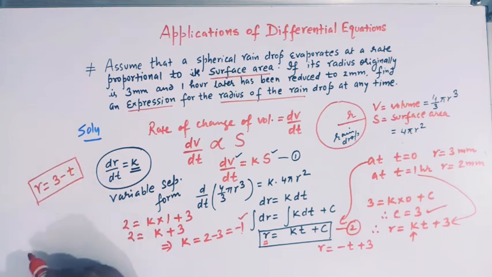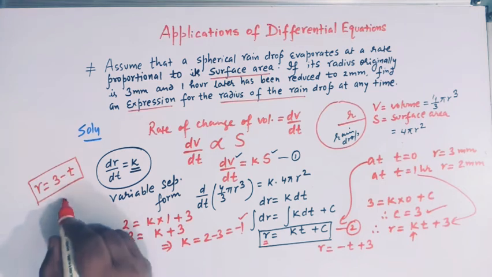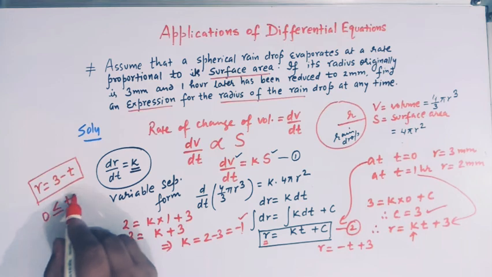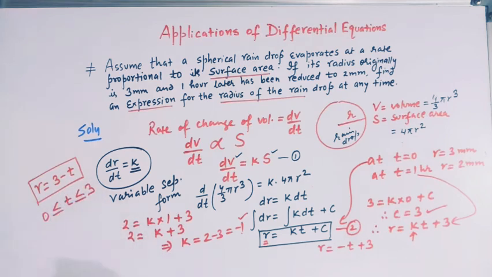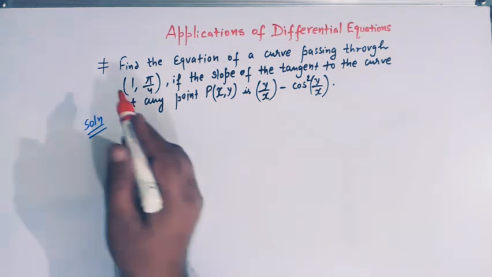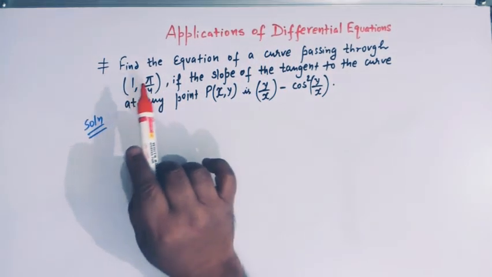So this is the relation between the radius and time, right? And here the condition on this time t is t must be greater than or equal to 0, but less than or equal to 3, right? So this is how we apply the concept of differential equations to solve these problems. Now let us take another problem. So here we have to solve this problem using differential equations.